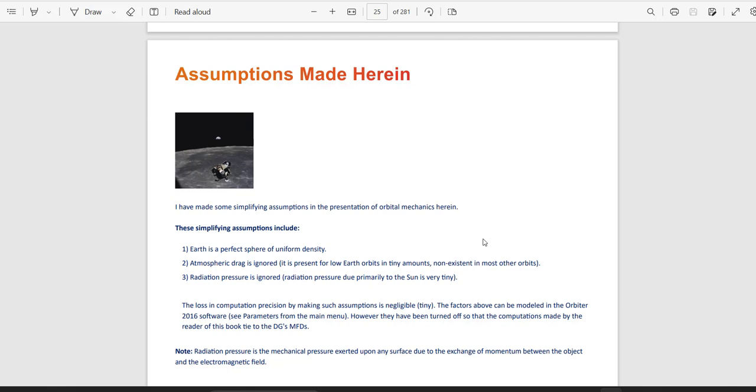You can look at the parameters from the main menu. However, they have been turned off so that the computations made by the reader of this book tie to the DG's MFDs. So I would recommend any reader turn those parameters off in the Orbiter simulator.